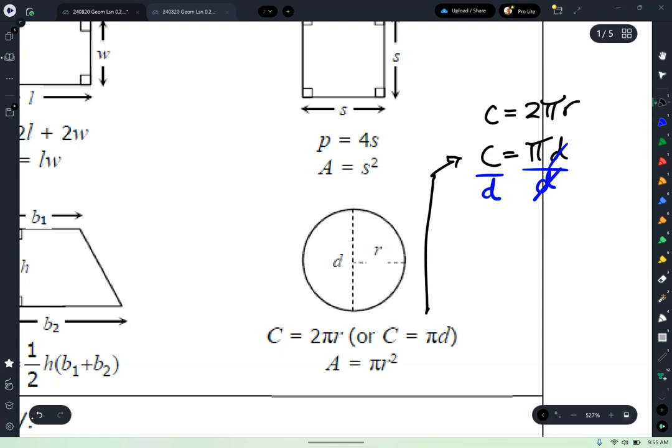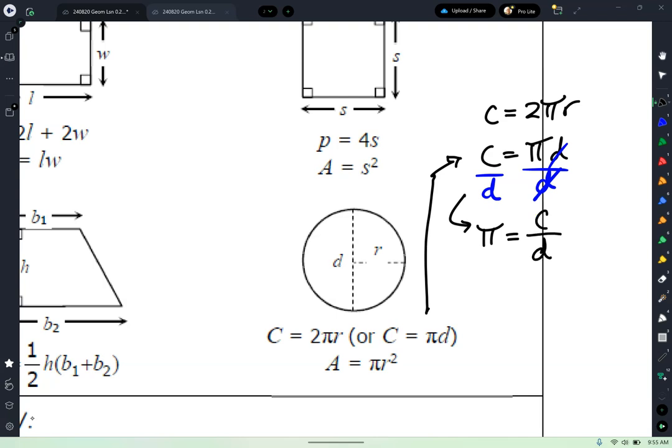So I'm going to rewrite this. What we're saying here is that pi is the ratio of the circumference, the distance around the circle, to its diameter. That means that's true. There is some relationship there. It does exist. Now let's take a look at what that relationship is, okay?